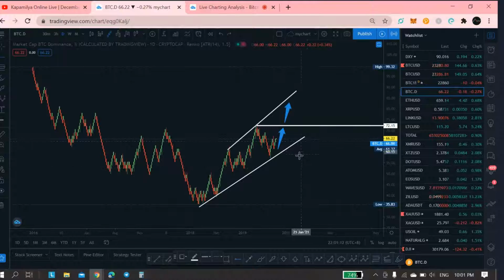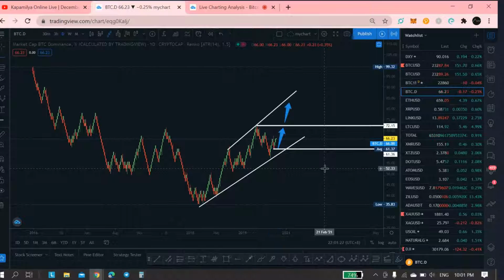So immediate support at the 66 area. A breakdown of that level could possibly retest, worst case, this area, the previous low of around the 61 area. So I think that's it for BTC Dominance.